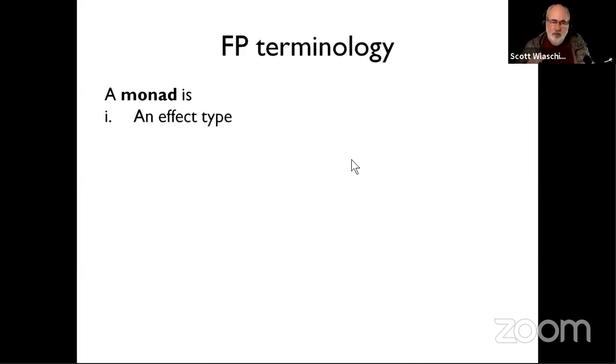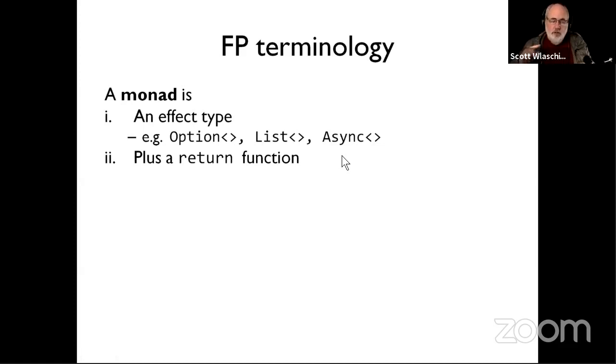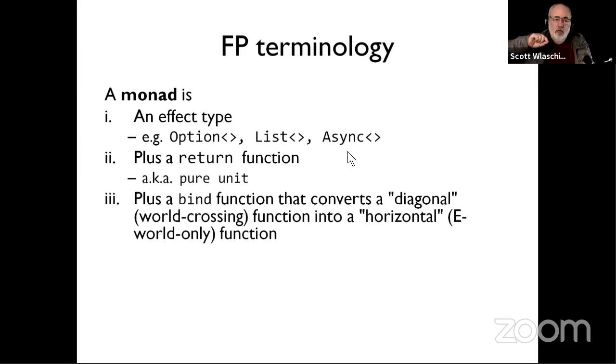So this is the most important word in functional programming, monads. Okay, so now you know what a monad is. A monad is just something which has binds. You can see why monads are so important because they allow you to connect things together. So a monad is not just the bind function, it's actually some effect type like optional, list or async, some sort of generic type, plus two functions: a return function that takes you from down there to up there, like we saw, and a bind function that converts a diagonal function, a world crossing function, into a horizontal function. So that's what a monad is.